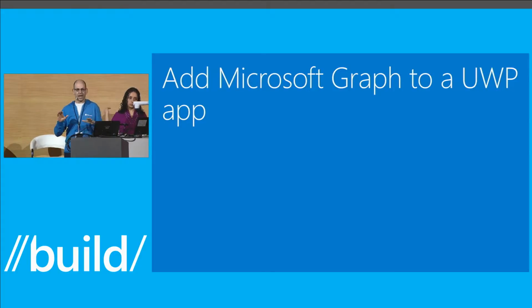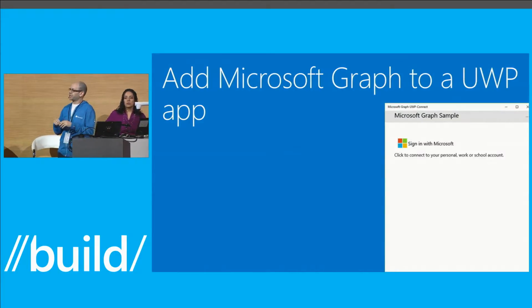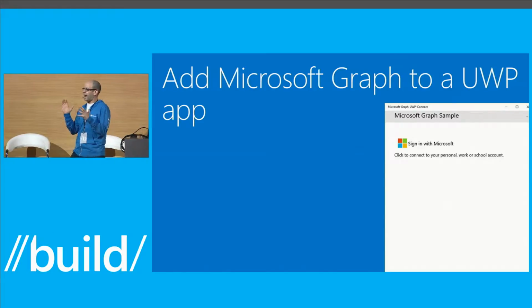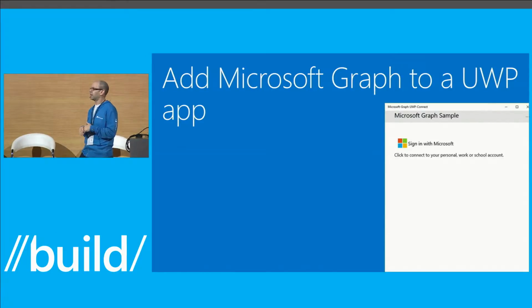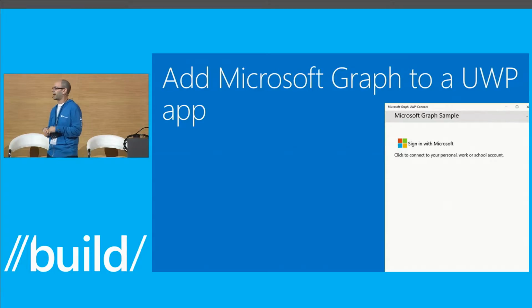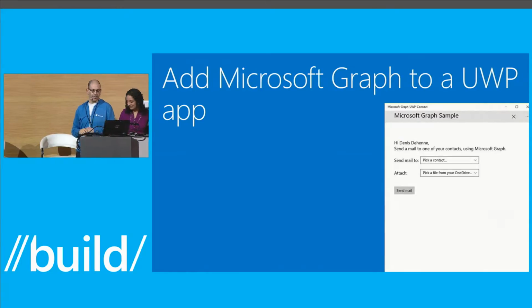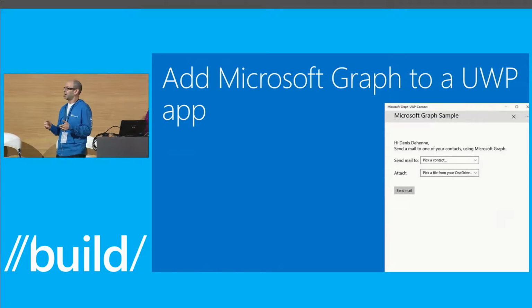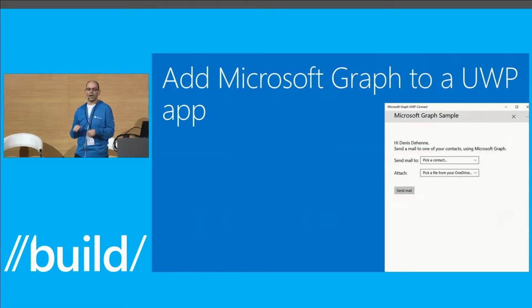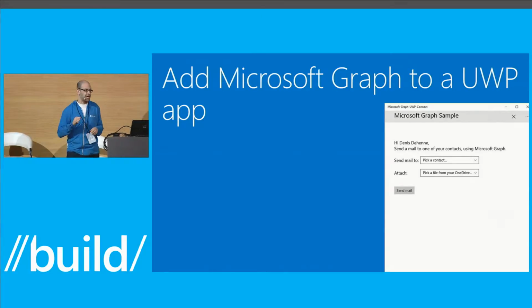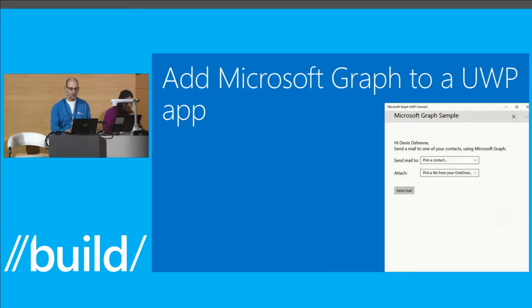So first of all, I'm just going to set the scene here. This is the kind of sample that we're going to build. I have a skeleton app, very simple, a single-page universal Windows app, and it's going to allow me to sign in with my identity, and then once I'm signed in, I'm going to pick a contact from my list of contacts. I'm going to connect to my OneDrive and pick a OneDrive file to attach, and then I'm going to send a mail.